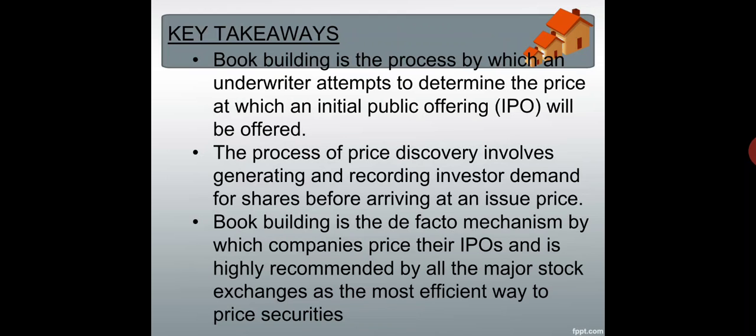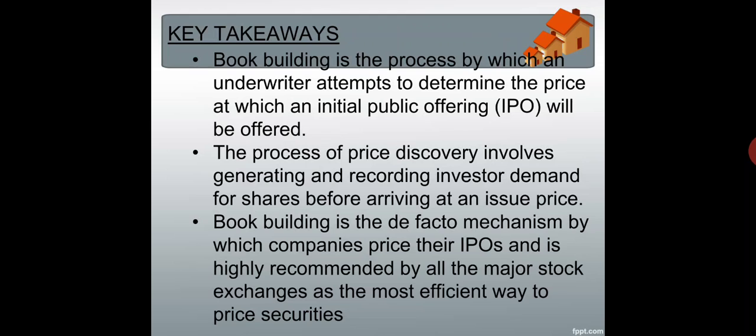Now there are a few points that we are going to discuss. Book building is the process by which an underwriter attempts to determine the price at which an IPO will be offered. So here financial institutions are going to decide the prices of the IPO. The process of price discovery involves generating and recording investor demand for shares before arriving at an issue price.